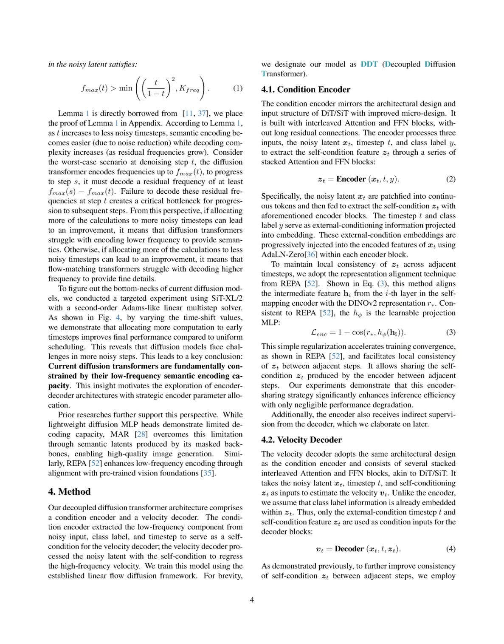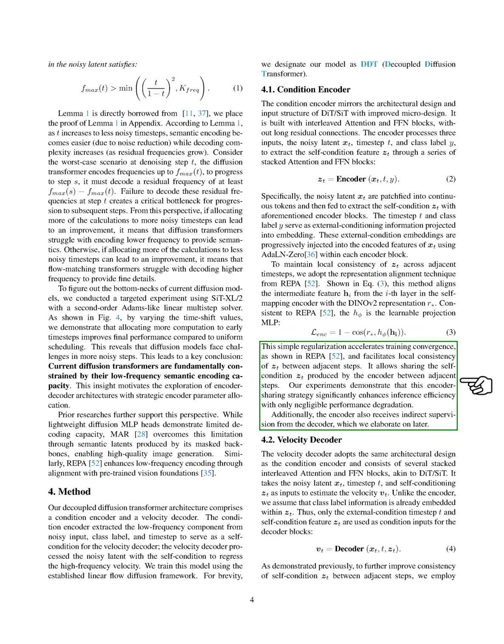Section Summary. In this section, we explore various optimizations for diffusion transformers to enhance training efficiency, including efficient attention mechanisms and representation learning enhancements. We propose a decoupled encoder-decoder architecture to address the challenges of low-frequency semantic encoding and high-frequency detail decoding, demonstrating that allocating computation strategically can improve model performance.